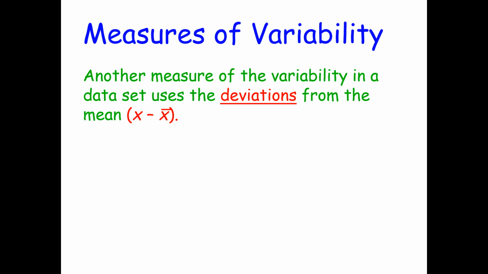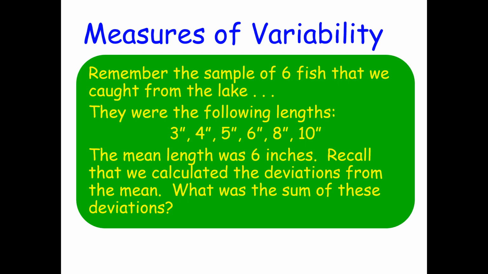Now, another measure of variability in a data set uses the deviations from the mean. So that's where we take our sample and we subtract that from our mean. Now, think back to the video where we had our sample of 6 fish that we had caught from the lake. They were the following lengths: 3 inches, 4 inches, 5 inches, 6 inches, 8 inches, and 10 inches. And the mean length was 6.